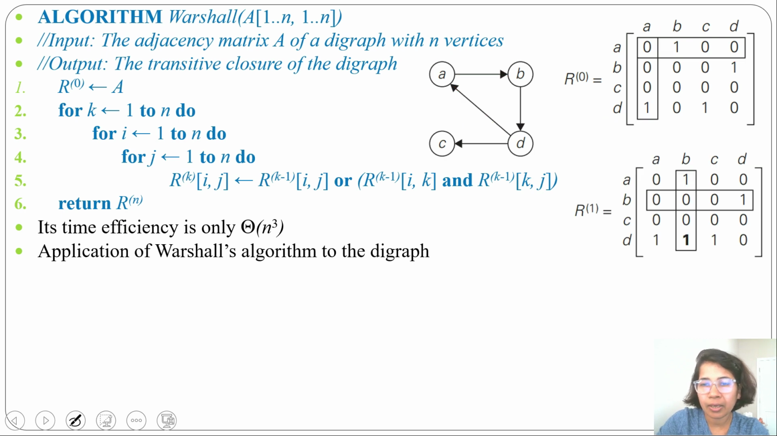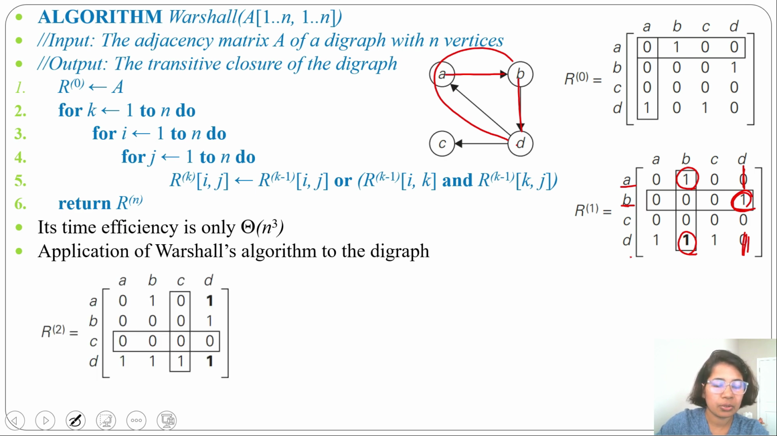Next, for finding R2, we need to mark the second row and second column. We are checking is there any path via B. Yes, there is a path: A to B and B to D. So A to B and B to D, that's why A to D will be 1. Next, D to B is 1, D to B via A, then B to D is 1. So this corner 0 will change to 1. D to D and A to D, so these two 0s will change to 1.